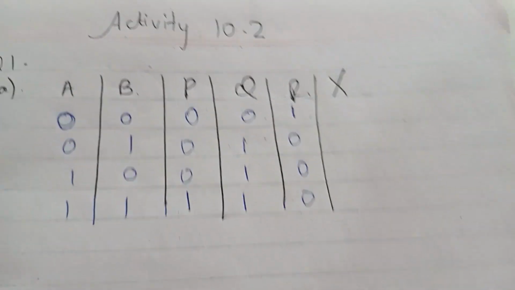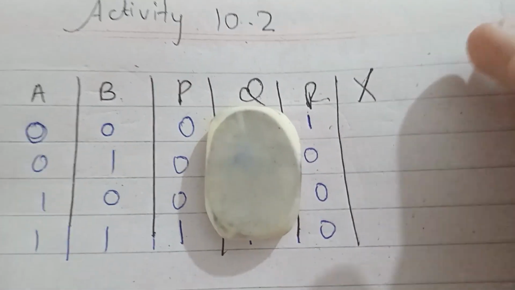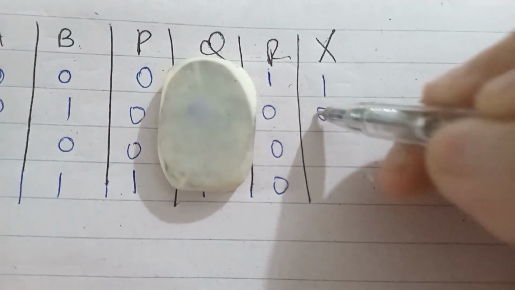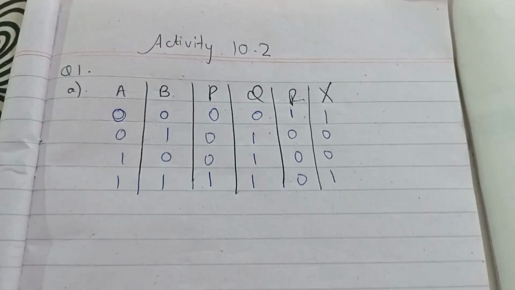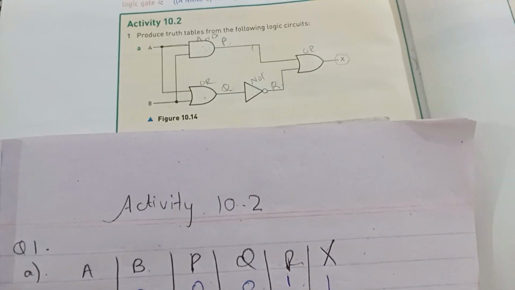So what I'll be doing, I will just put eraser here so that there's no confusion. And since it is an OR gate, so P and R, this is 1 0 0 1. So this is part A of activity 10.2 question number 1. Now let's start with part B.